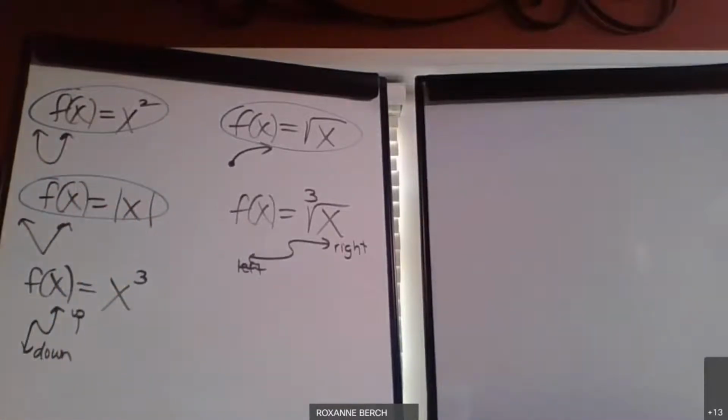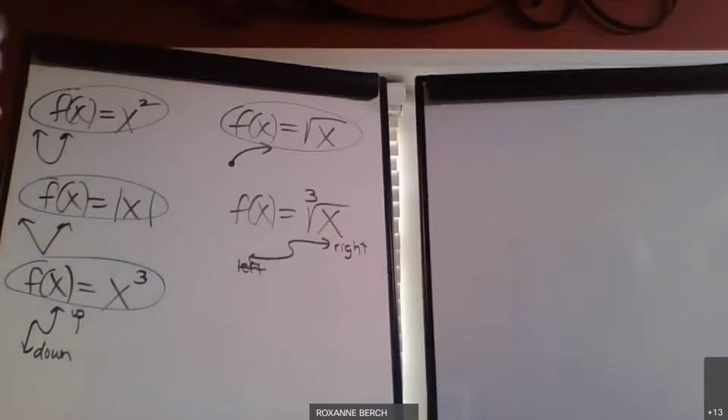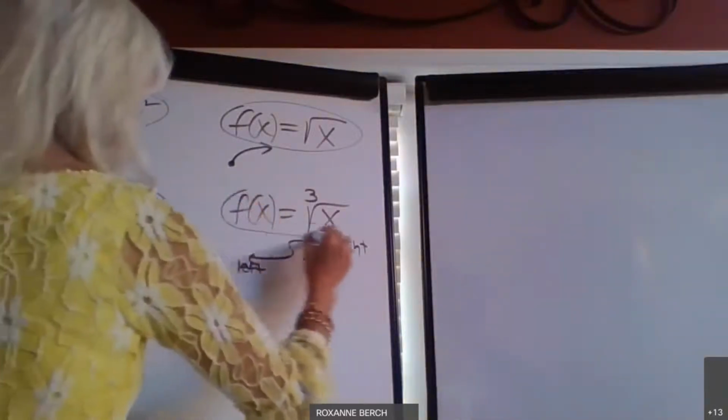On problems 95 through 106, who's the parent? The cubic. And on problems 107 through 118, who's the parent? The cube root.